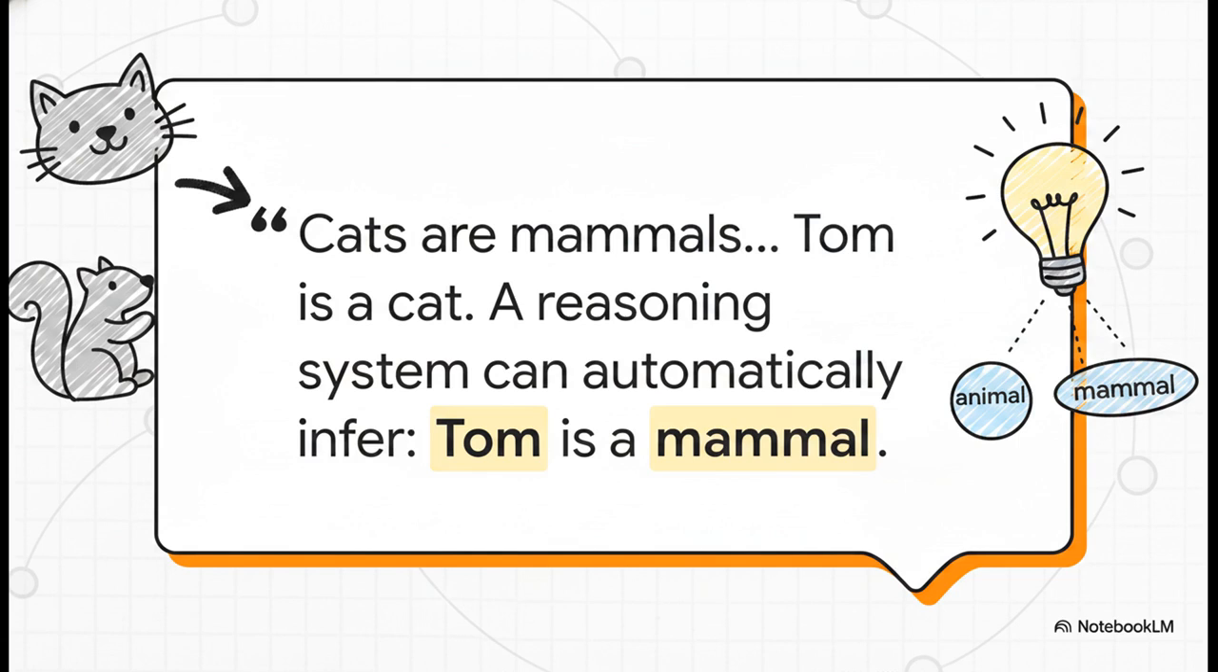But remember, the AI isn't sitting there reading English sentences the way you and I do. It uses underlying mathematical relationships and graph-based logic to instantly bridge these connections. It takes the fact that cats are mammals, mathematically combines it with the fact that Tom is a cat, and boom, derives brand new knowledge. It recognizes Tom as a mammal, all without a human ever explicitly programming in that specific little detail.